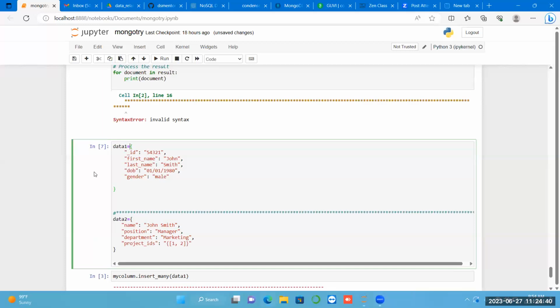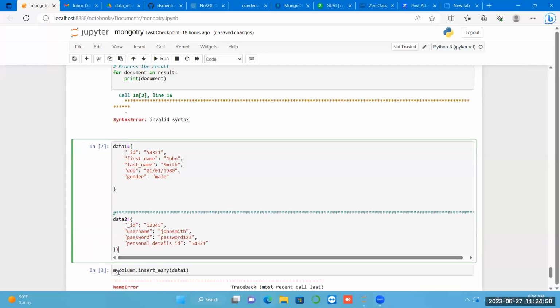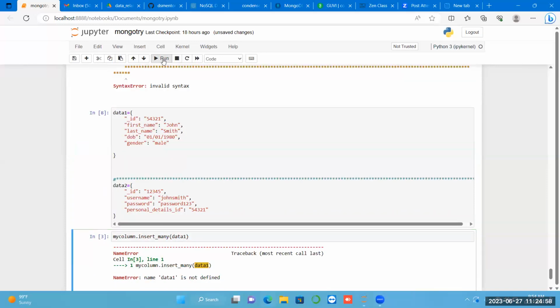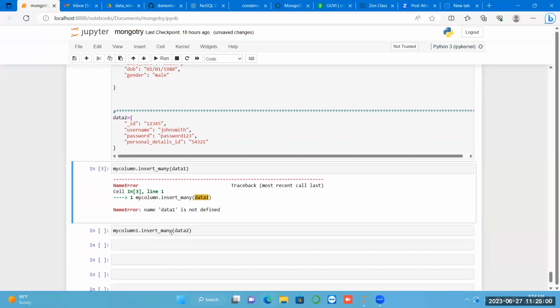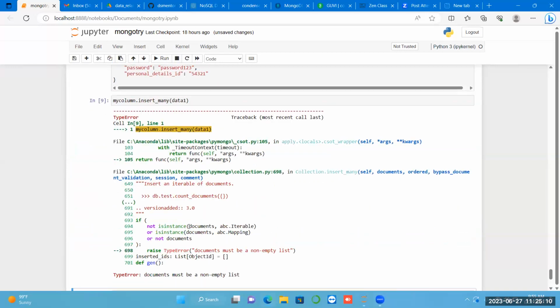Correct. Now data 2 also you do that. So this 1 to many I'll tell you tomorrow. Let's not do it today. Let's complete. Remove. Correct. Now you run this cell again. Okay. Now you run the next cell. This one. Hold on. What is the error? Documents must be non-empty.